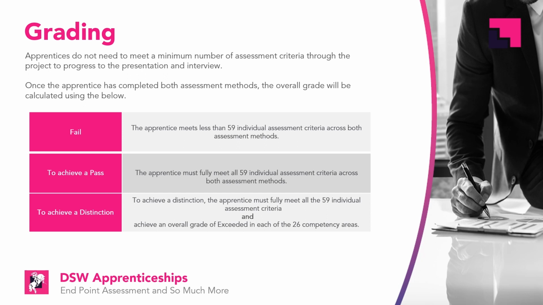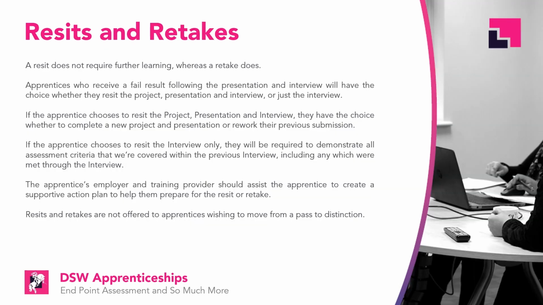To achieve a pass, the apprentice must fully meet all 59 individual assessment criteria across both assessment methods. To achieve a distinction, the apprentice must fully meet all 59 assessment criteria and achieve an overall exceeded in each of the 26 competency areas. Resits and retakes. A resit does not require further learning, whereas a retake does.